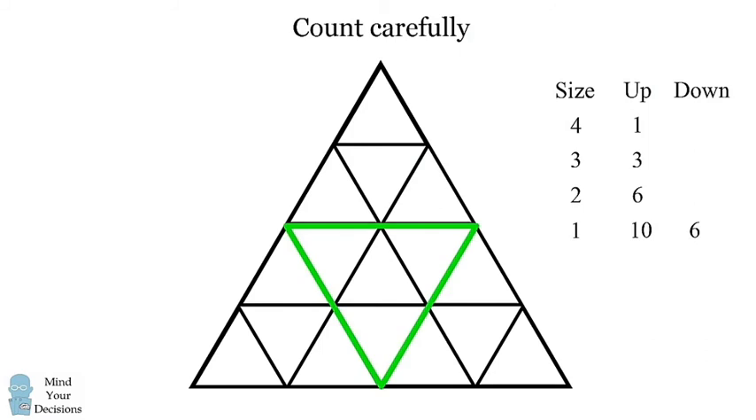Now we count the number of triangles of size 2 facing down, and there's exactly 1. Now as you can see, this is the largest size triangle that's facing down. So there are no triangles of size 3 or 4 facing down. So we've now listed out all the triangles, and we can total this up to get that there are 27 triangles in this picture.